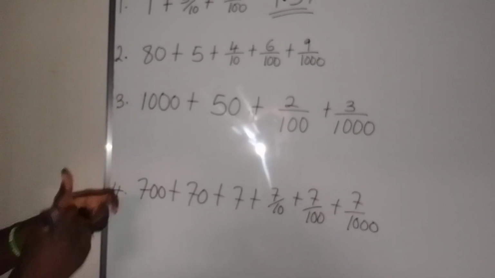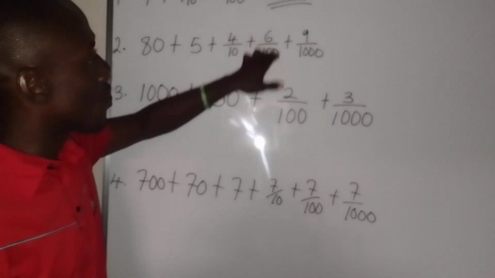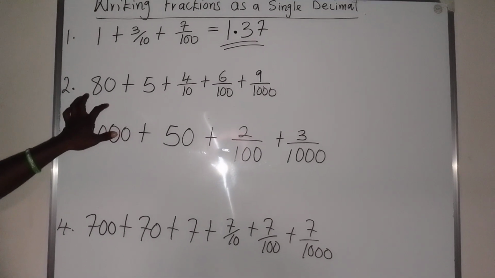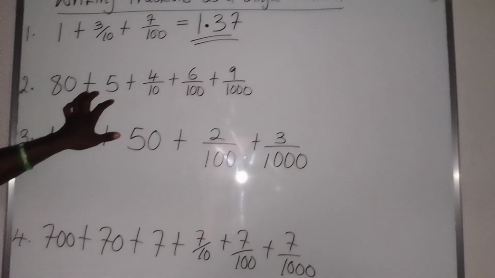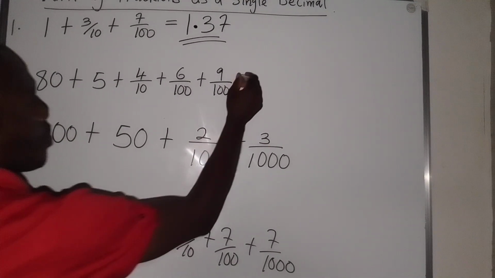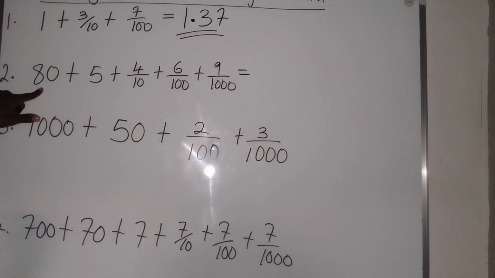Okay, look at number 2. 80 plus 5 plus 4 over 10 plus 6 over 100 plus 9 over 1000. We have 80, a whole number. We have 5, a whole number. Then these ones are fractions. Now to get our answer, this is 80, a number with 1 zero.